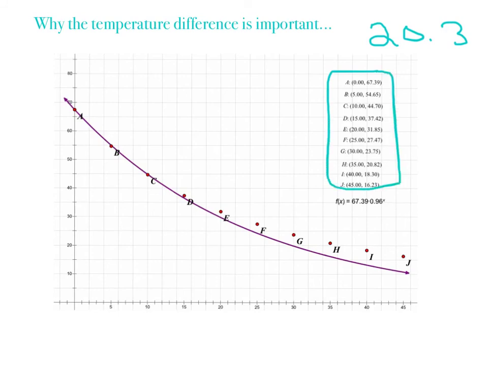Now, the difference is important because you may ask, when will the water hit room temperature, and you'll find that out because as it's slowly decreasing, it's slowly getting closer to room temperature, and basically when the difference is 0, it means that there's no difference between the temperatures, so the water had hit room temperature.